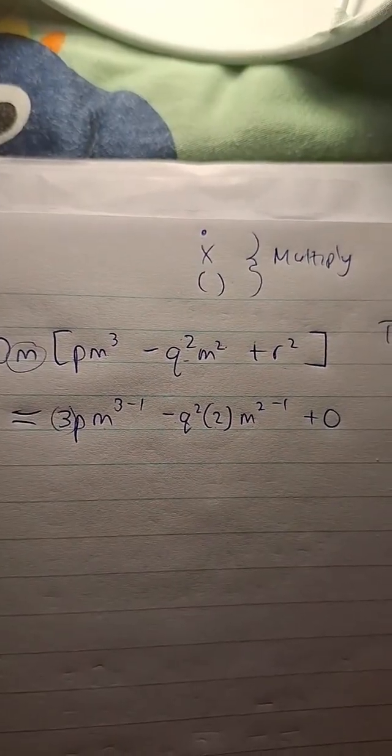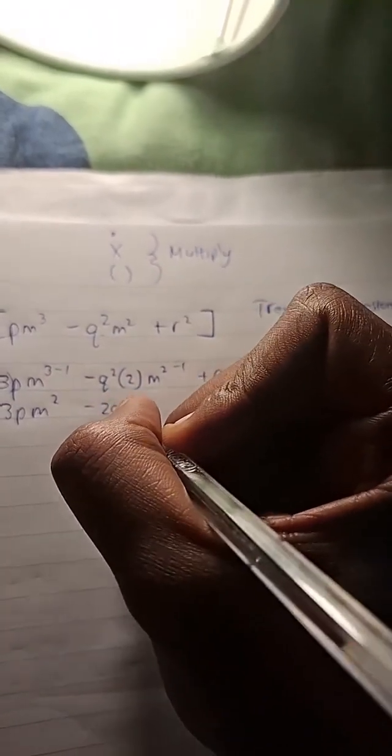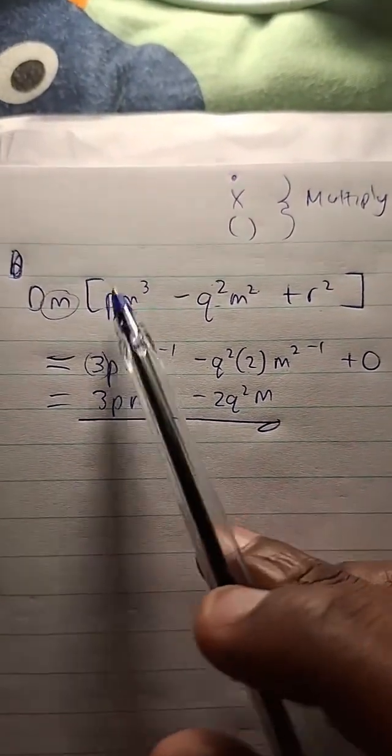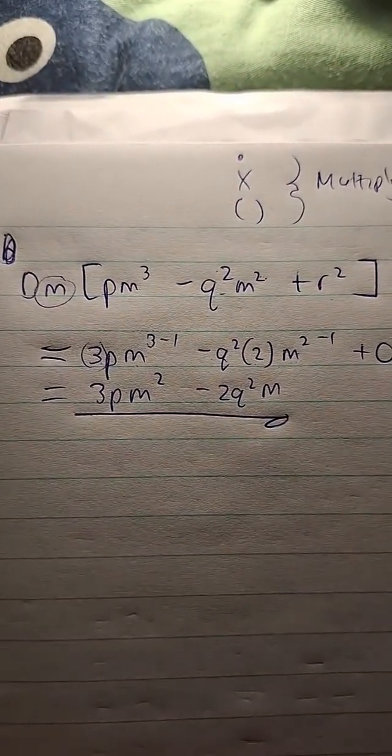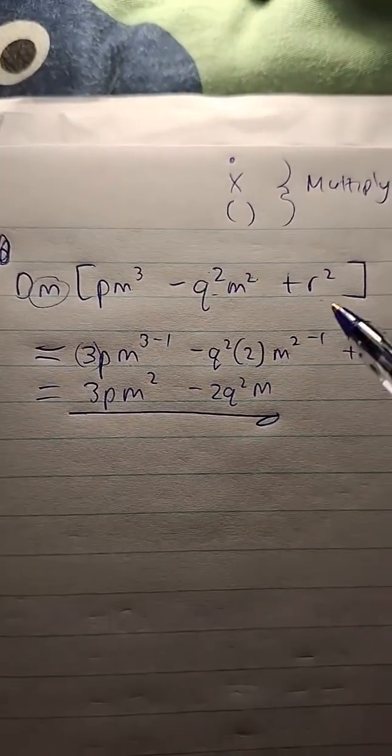All right. So when you finish off, this is 3pm squared minus 2q squared m. That is my derivative with respect to m. Okay. You could put it in front of q.